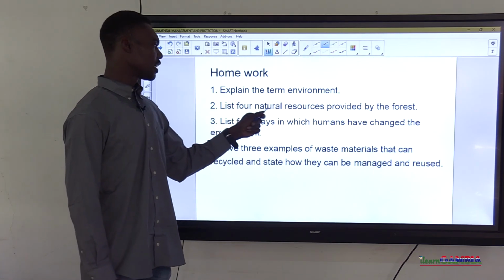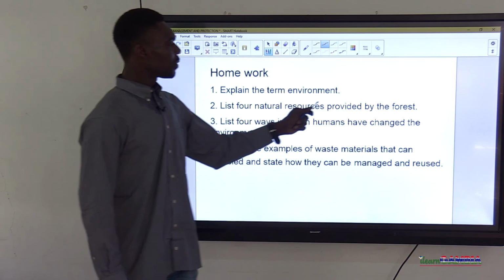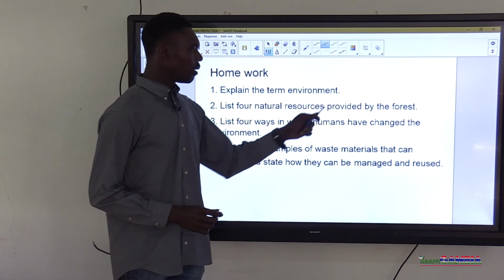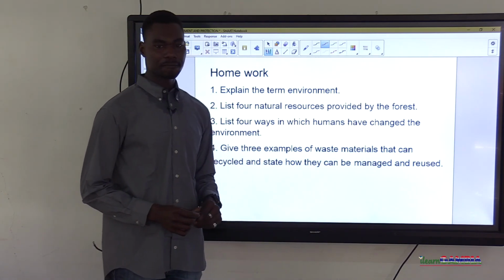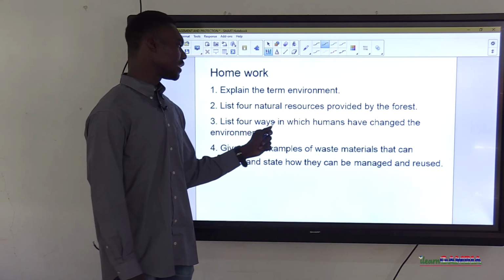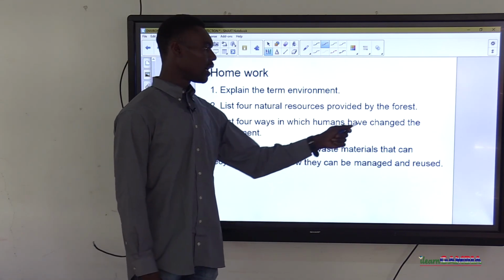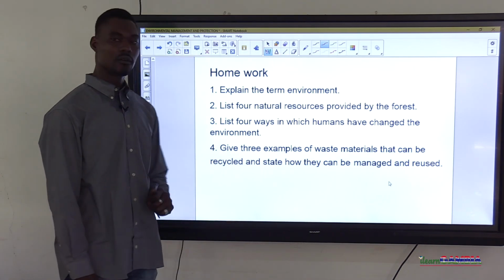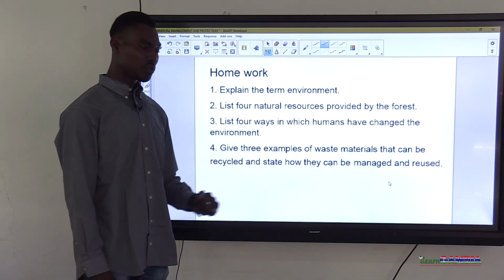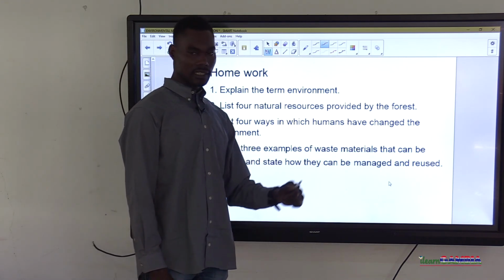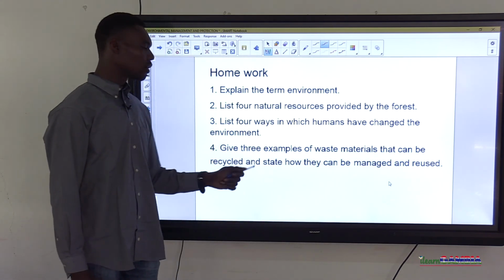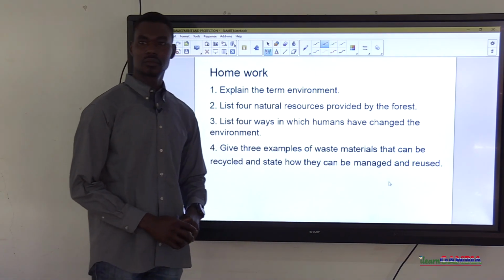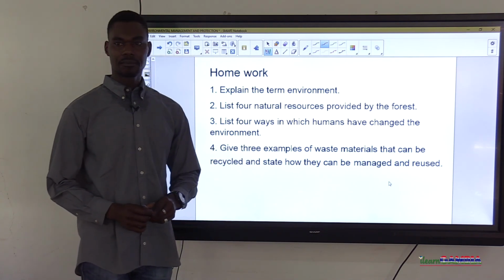2, list 4 natural resources provided by the forest. 3, list 4 ways in which humans have changed the environment. Question 4, give 3 examples of waste materials that can be recycled and state how they can be managed and reused. Okay, so that's your homework for today.